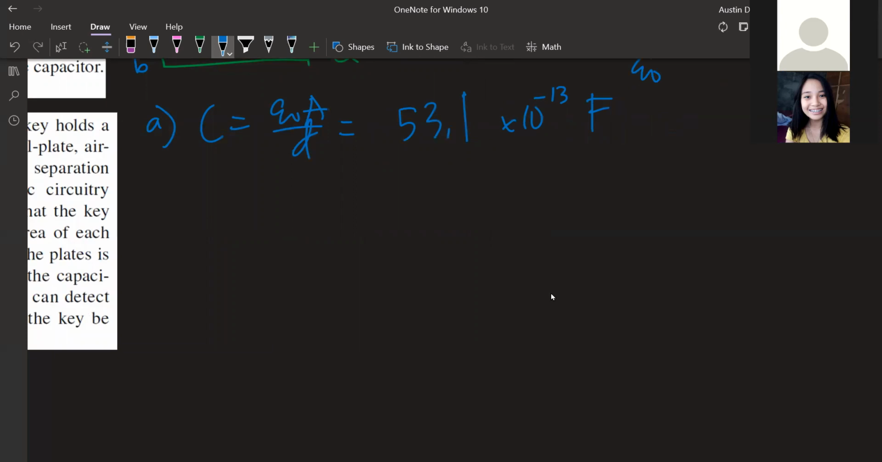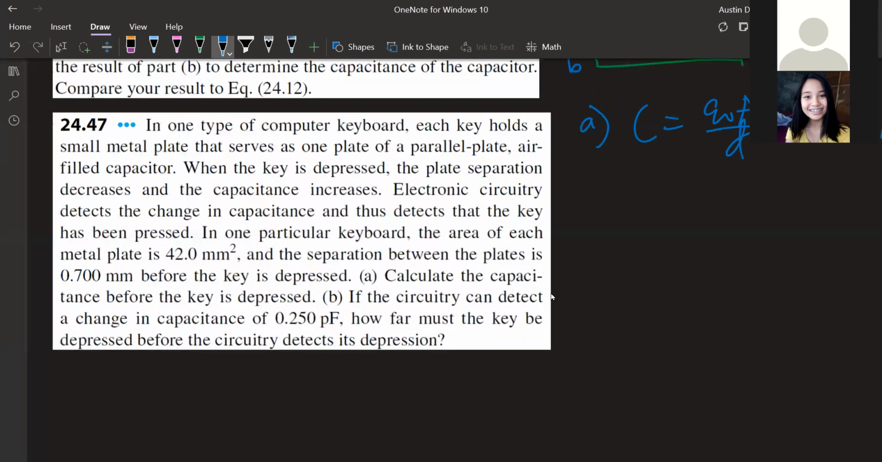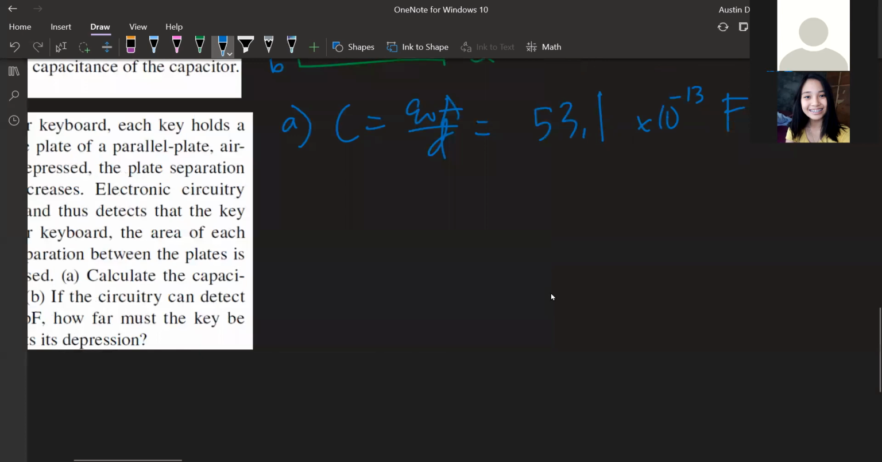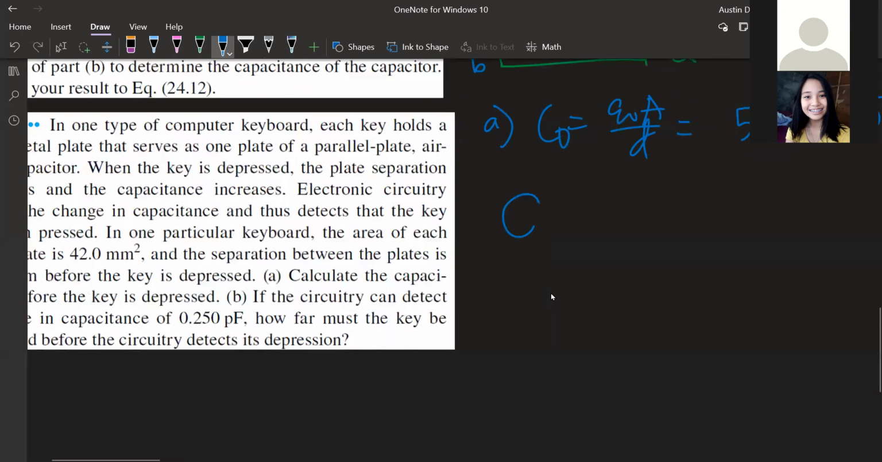Okay, and then the next question would be finding out if the circuitry can detect a change in capacitance of 0.25 picofarads. Okay, so gaano raw kalayo yung pipindutin mo para ma-detect ng circuit. Okay, so let's lagyan ng C naught. So for that to happen, kailangan mo mapataas yung capacitance to a certain degree from your C naught. And that degree is given by 0.25 picofarad.